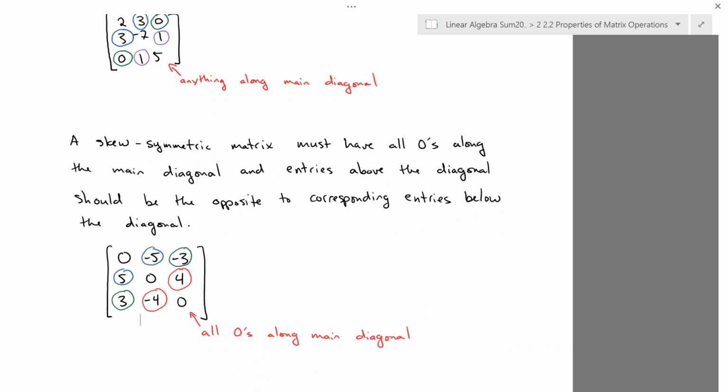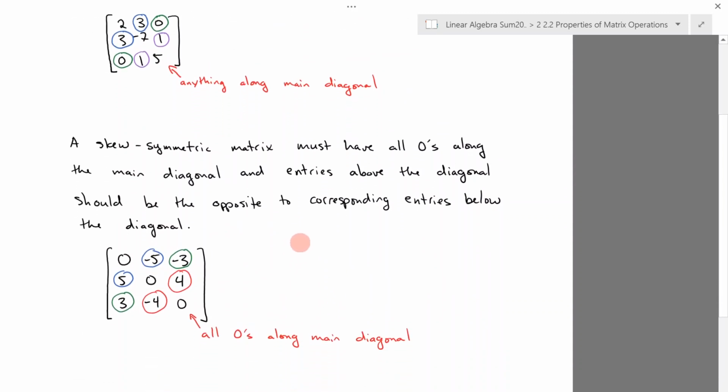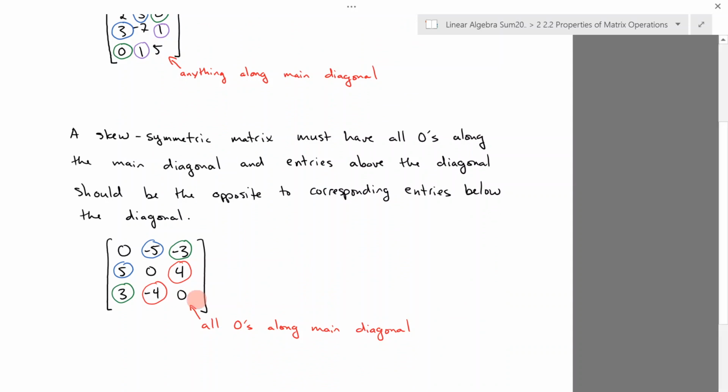A skew symmetric matrix is a little bit different. Along the diagonal, you should always have all zeros. Off the diagonal, the entries again correspond, but they should be negatives of each other. Here you see a +5, so here it has to be a -5. Here is a -3, so here it has to be a +3. Here is a -4, so here it has to be a +4. Corresponding entries off the diagonal are opposite to each other, and if you have a matrix like this, it's considered skew symmetric.